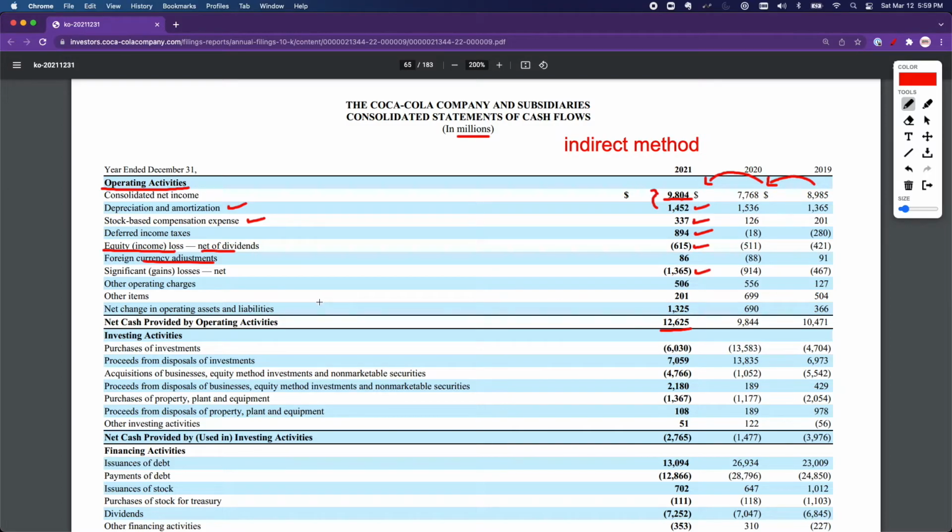Other operating charges, other items. I'm not too sure what these are. And then here we have the net change in operating assets and liabilities. So we add this back to the net income.